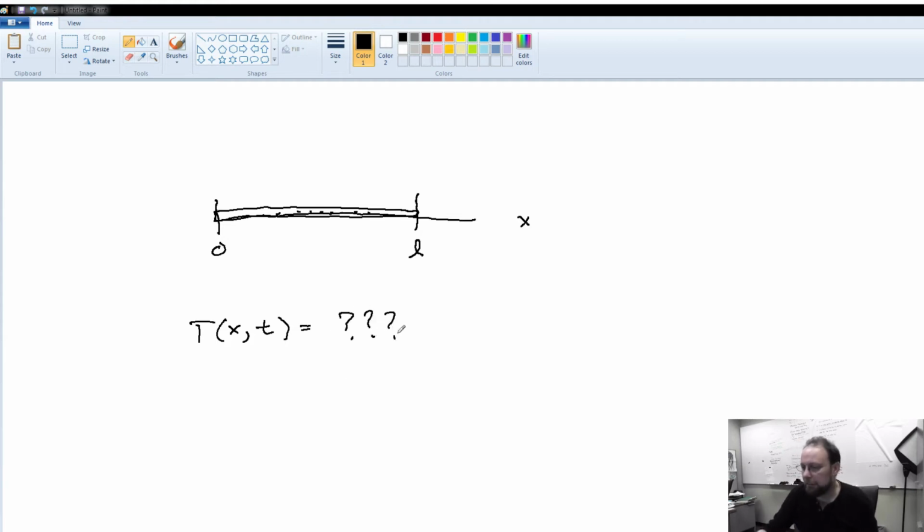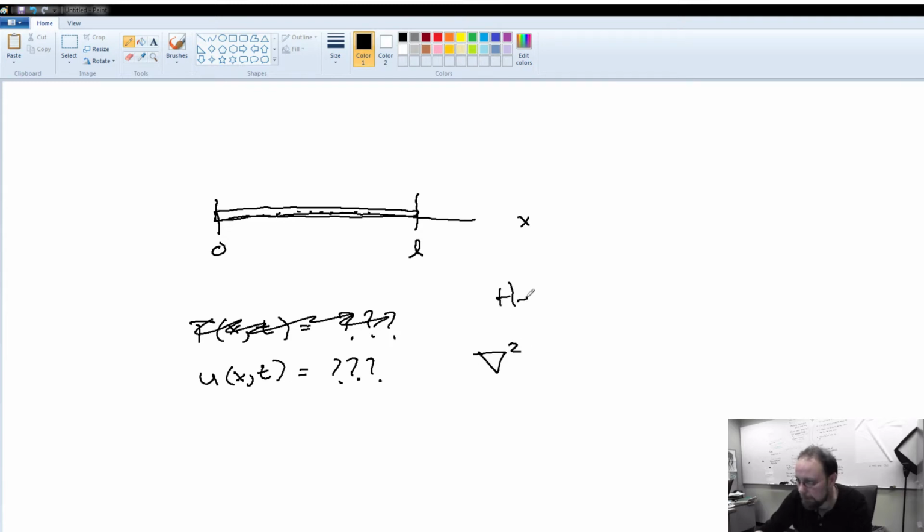And we would model this temperature distribution with the heat equation. Maybe I'll use U because your book uses U, so I won't throw you off. So then we have the heat equation. The second derivative of U should be equal to 1 over some constant alpha squared times the derivative of U with respect to time.